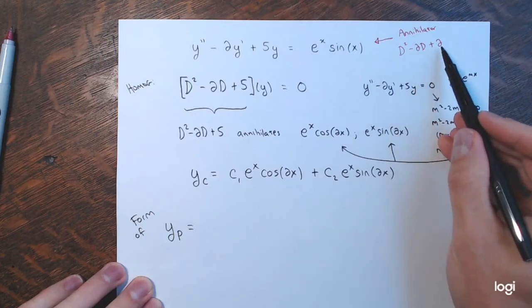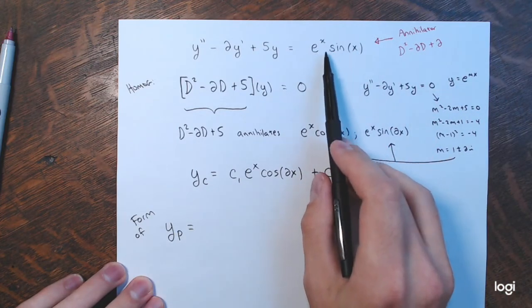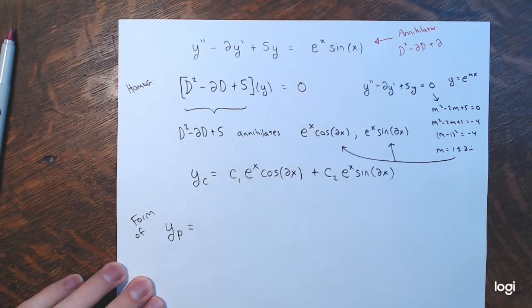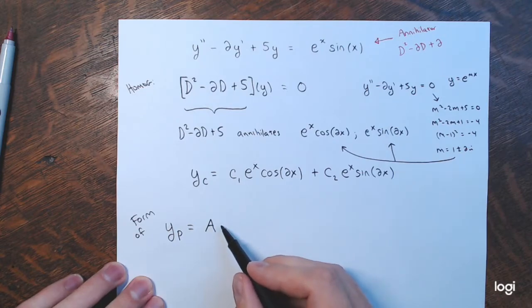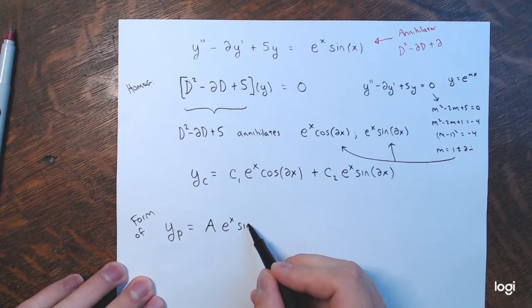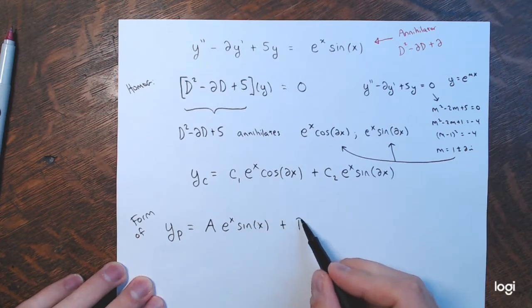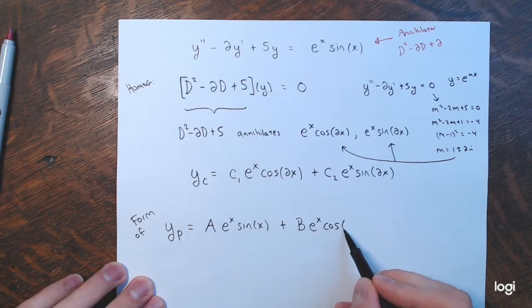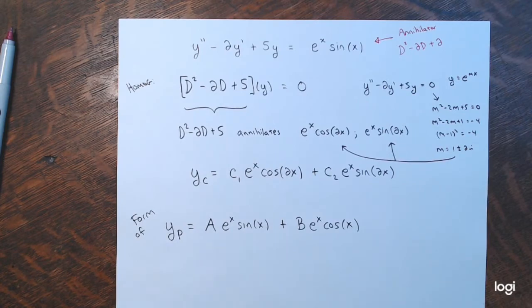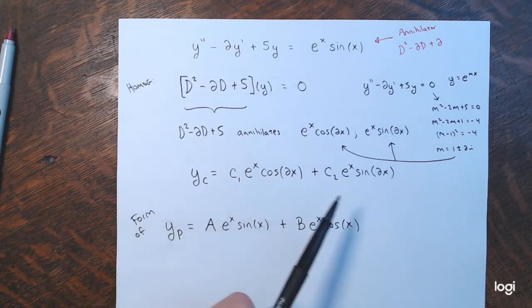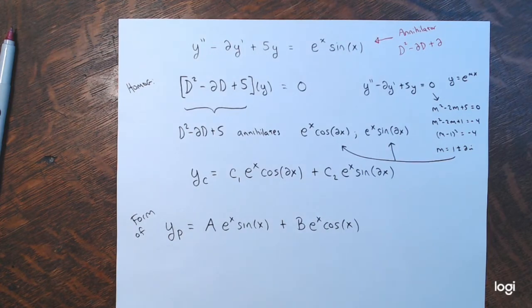D squared minus 2D plus 2 not only annihilates e to the x sine x, it would also annihilate e to the x cosine x. So a particular solution will have some linear combination of those: A times e to the x sine x plus B times e to the x cosine x. All right. And then I'm going to find the values of A and B, and then I'll have the complementary function and the particular solution. I'm just saving some time here, skipping over some steps, but I did all the steps in the first 3 examples, so hopefully this will be a little easier.